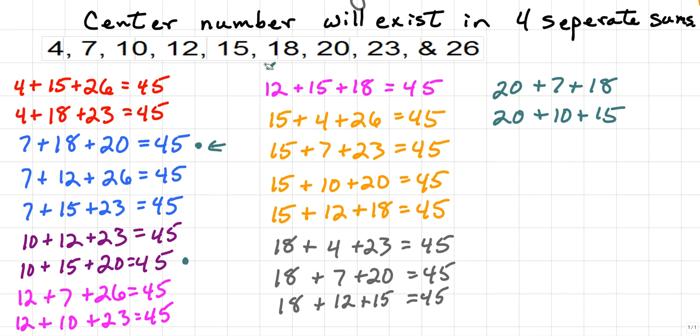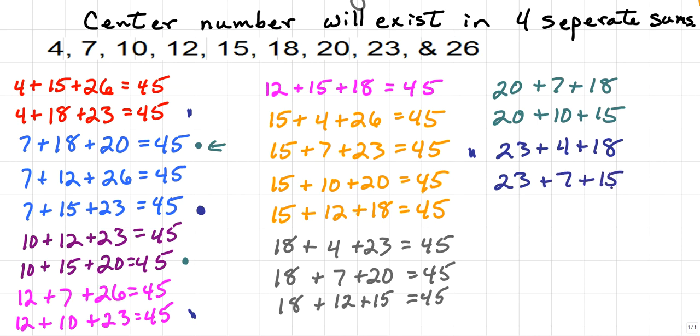So the next one that we're going to do will be 23. And we'll look through all of these for 23s, which is going to be right here, right here, right here, and then again right here. And we need to make sure, do we have any duplicates in that group? So let's go ahead and look at this one. This one's going to be 23 plus 4 plus 18. This next one will be 23 plus 7 plus 15.